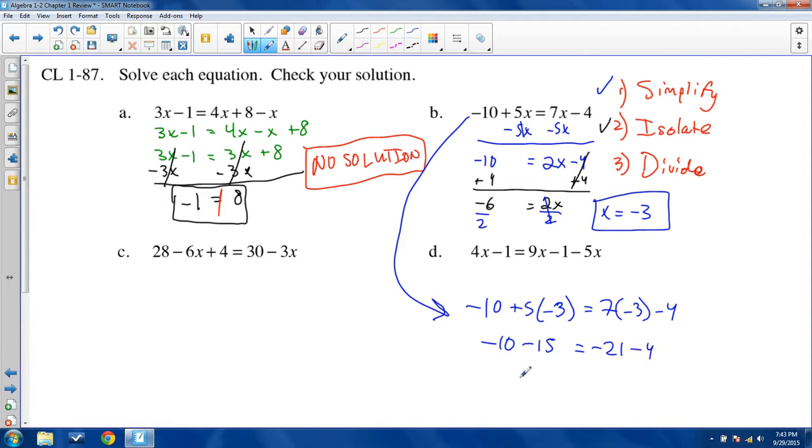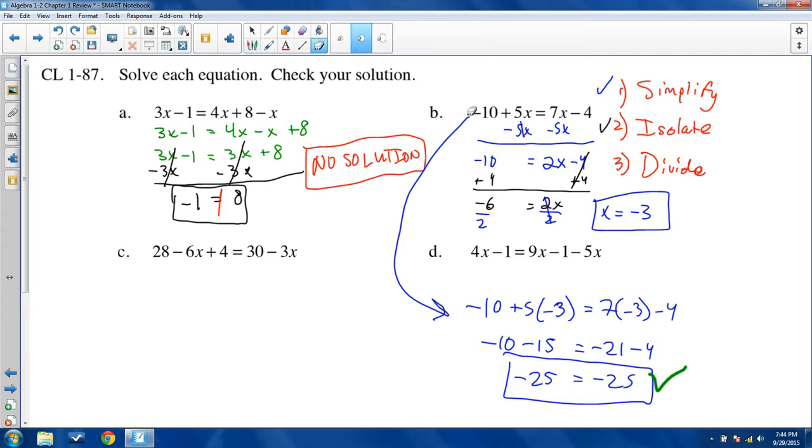On the left side, negative 10 minus 15 is negative 25. On the right side, negative 21 minus 4 is negative 25. Negative 25 equals negative 25. That is a true statement, so it checks out. It's balanced. Negative 3 worked.